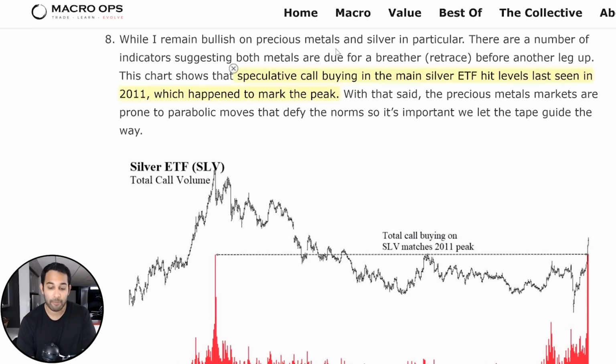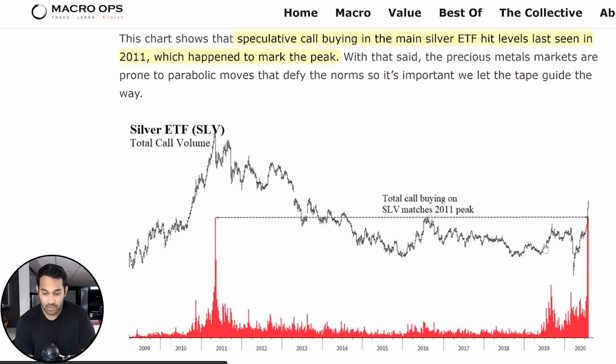So we're bullish on precious metals and silver in particular, but there are a number of indicators suggesting that both metals are due for a breather. You can see in this chart right here with these red lines that speculative call buying in the main silver ETF hit levels last seen in 2011. And remember, 2011 was the previous high, so that happened to mark the peak. So that could be a bearish sign, at least for the intermediate term, but precious metals markets tend to move like crazy. So this might mean nothing at all.